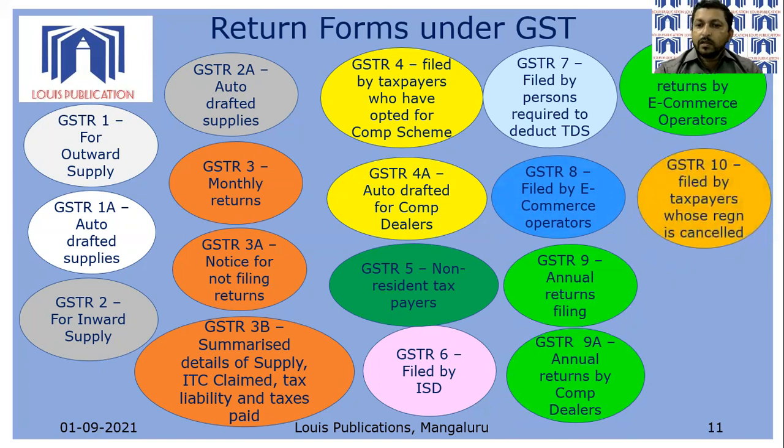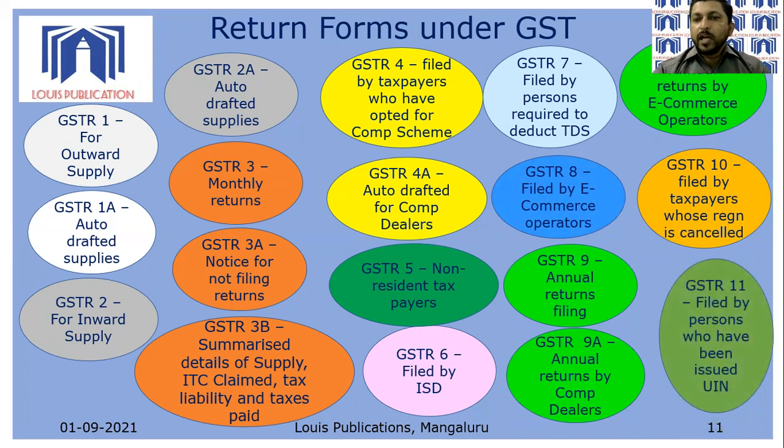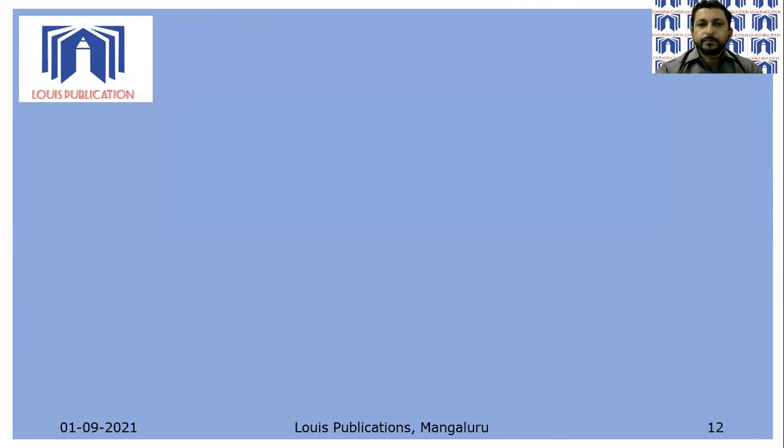Then we have GSTR 10, filed by taxpayers whose registration is cancelled for any reason; the reasons will be given in that. And GSTR 11 is to be filed by such businesses or organizations which have been issued a UIN, that is a unique identification number, usually issued to embassies and to international organizations operating in India who have paid input tax. They can claim a refund of the input tax that they have paid to any of the suppliers by filing GSTR 11, using the unique identity number.